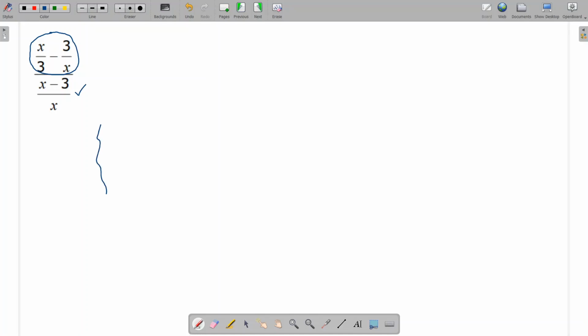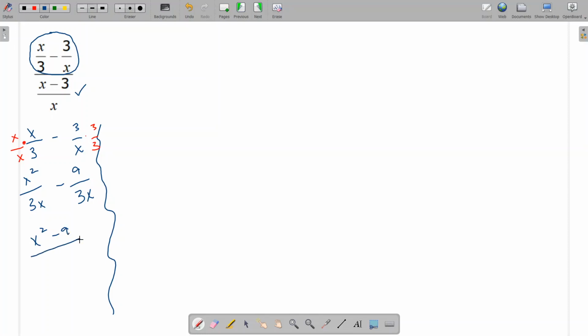We can just do it off to the side here. If I have x divided by 3 minus 3 over x, that means this fraction needs multiplied by the 3. This fraction needs multiplied by the x. So now we get x squared over 3x minus 9 over 3x, which is going to turn into x squared minus 9 all over 3x. So this is what we're going to replace the numerator with here.